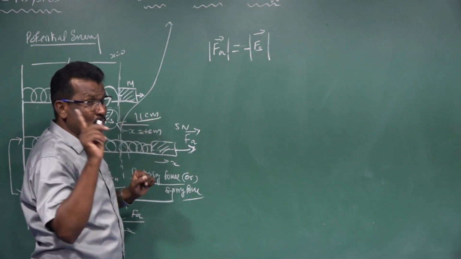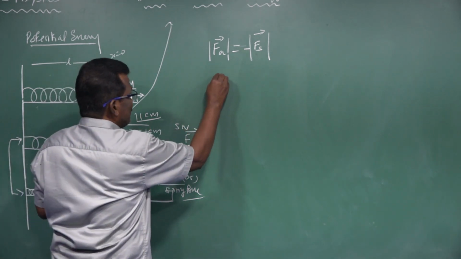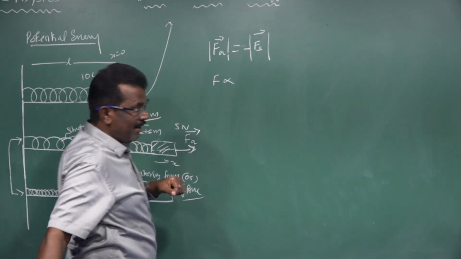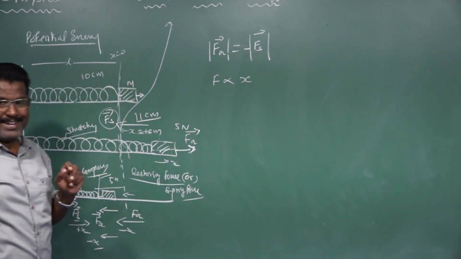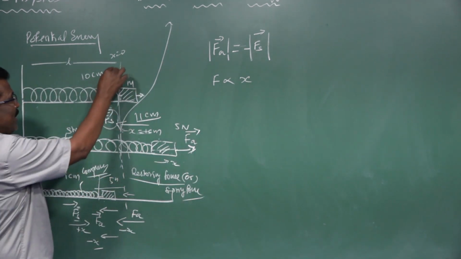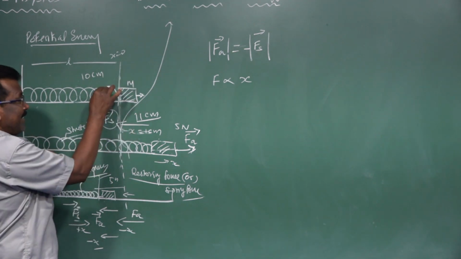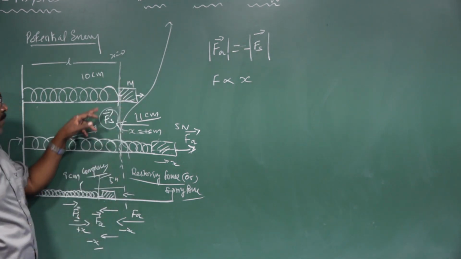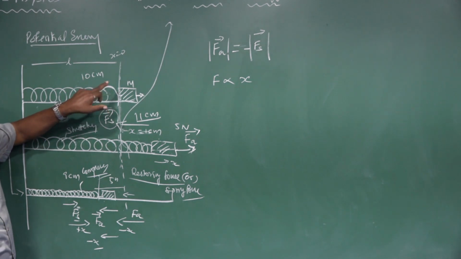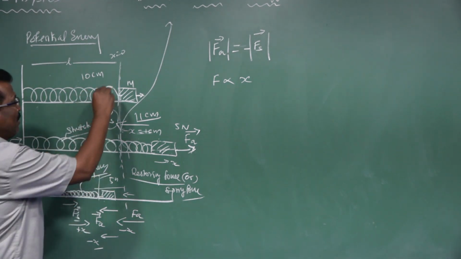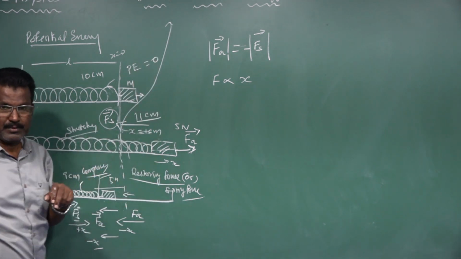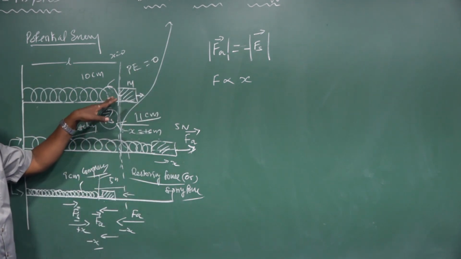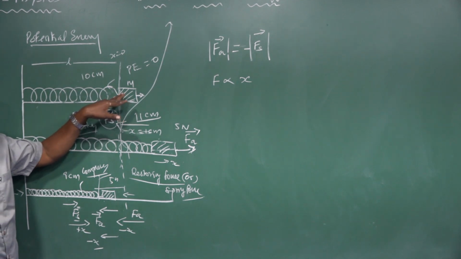We know that according to Hooke's law, the force applied on a spring is directly proportional to the distance. X represents a distance, so it is the change in length. At the equilibrium position, the body is not storing any energy. The elastic potential energy is equal to zero here. Why? The body is not deformed. No force is applied on it.